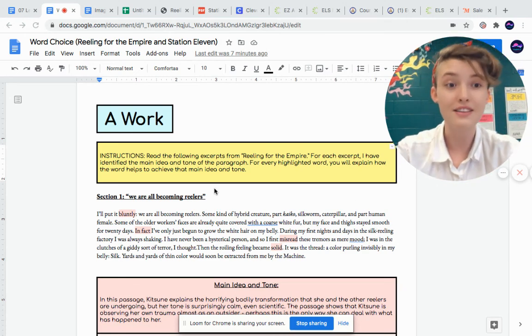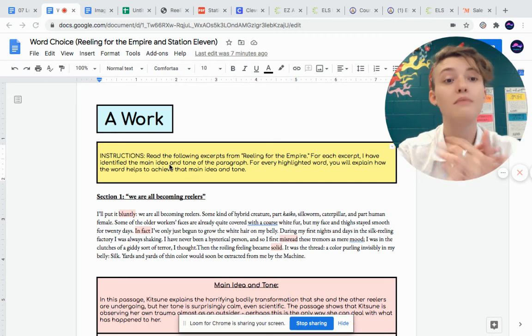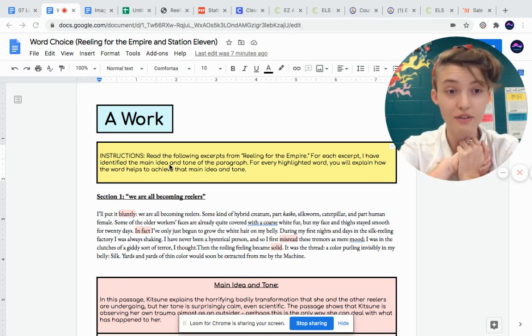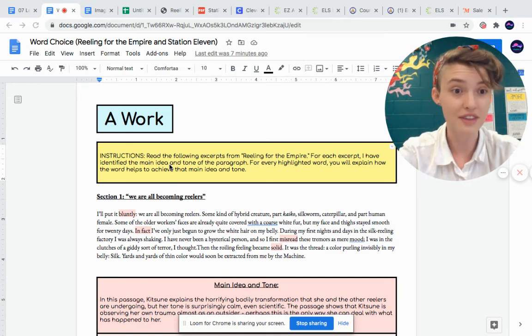So let's read these instructions really quick. Again, make sure you've read the first half of Reeling for the Empire before you do this. It will make all the difference. Also, you had a quiz on it, so go get your 100 on that quiz. And after you've taken your quiz and read the first half of the story, come back to your work.